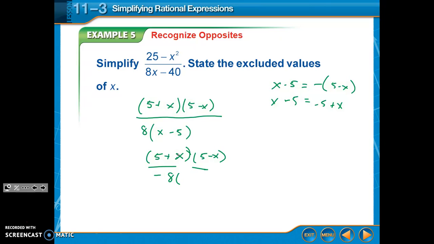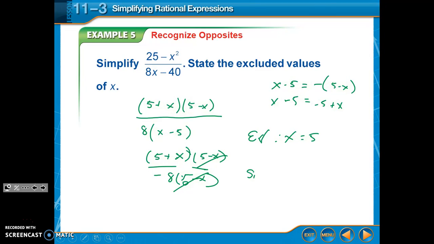Okay. 5 plus x, again, 5 minus x. Okay, and now I can cancel these, but I need to state my excluded values. So what value makes the denominator 0? x equals 5. If I had 5 minus 5, that's 0. Or if I solve this, adding 5 to both sides. Okay, so now they cancel. So this is my excluded value.